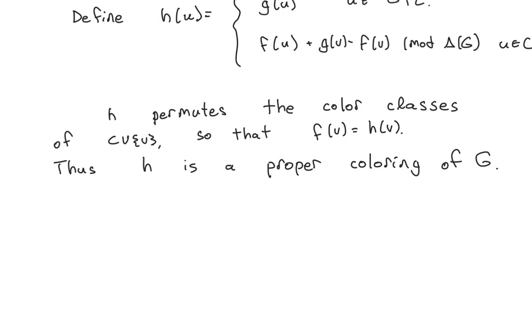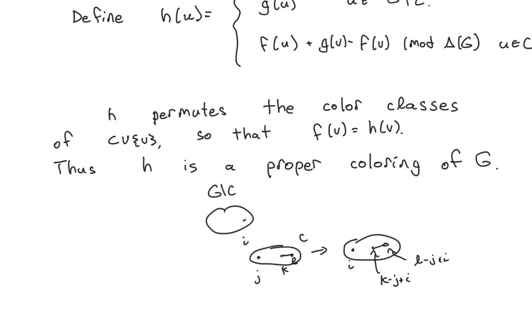So for a given vertex u, we're going to define it to be g of u whenever u is not in the component C. So we're just going to use our coloring g as it already is. But if u is in C, we're going to do the shifting argument. We're going to take its original color under f, and we're going to add to it g of v minus f of v. And to make sure we're working with our proper colors, we're going to compute this modulo delta of g. So if this number becomes bigger than delta of g, subtract delta of g from the answer. And likewise, if it ever ends up being negative, add delta of g to it.